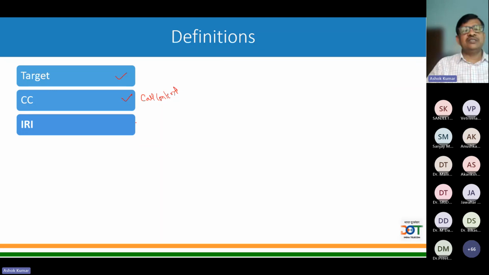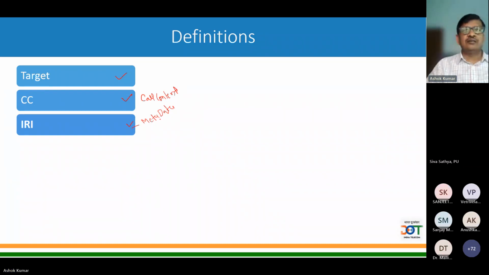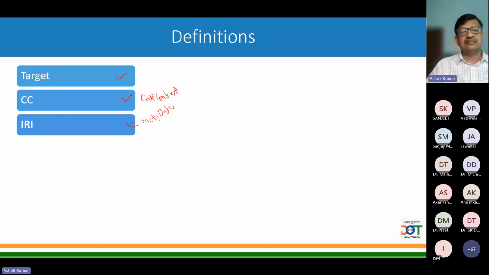The next terminology is IRI. IRI stands for intercept related information. When we say intercept related information, we are talking about metadata. This metadata can be like the date and time of calling, what was the calling number, what was the call number, when the call got disconnected, or what was the location of the target. These are IRI, or intercept related information.